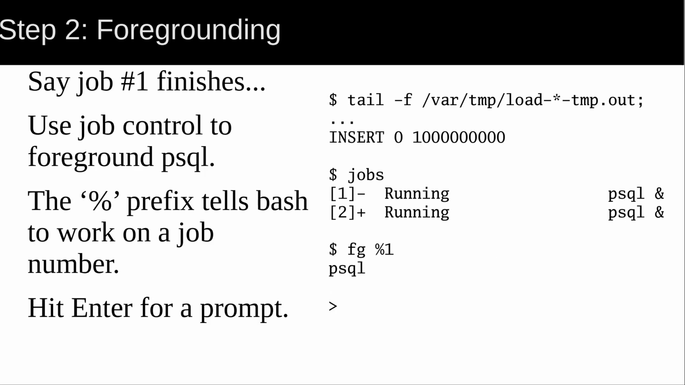So job number one finishes. Getting back to job control. What'll happen is when I'm looking at my tail, I'm going to see insert 0, a billion rows. Now, if I type jobs, I still see 2 of them are running. I can do a foreground. %1 is the argument that takes job number 1 and foregrounds it. Does that make sense the way I'm showing it?